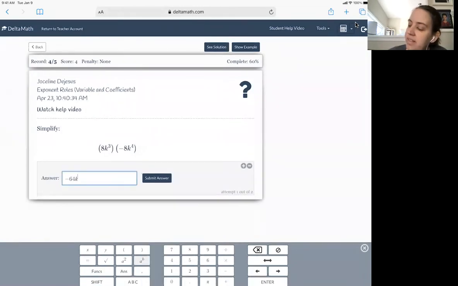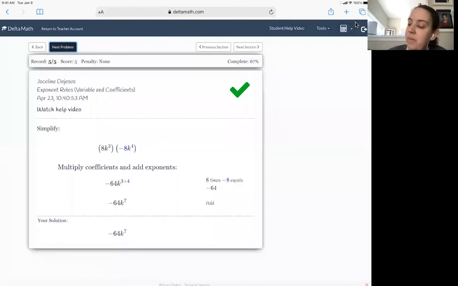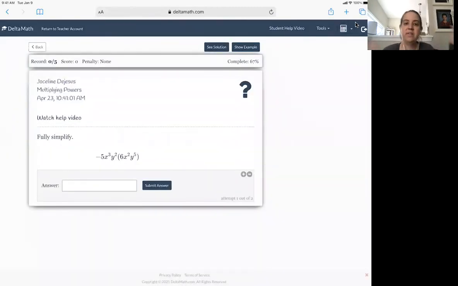Kind of wish these were all on the same screen so we didn't have to go back and forth, but there you go. Submit. So we are finished with that section. On to the next section. This is a little bit of everything all together.